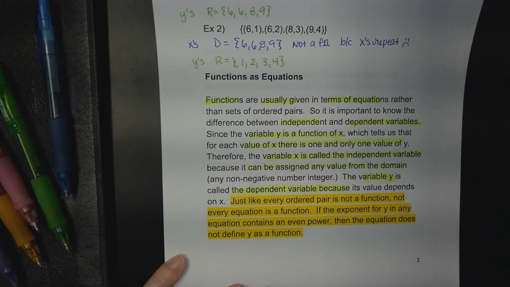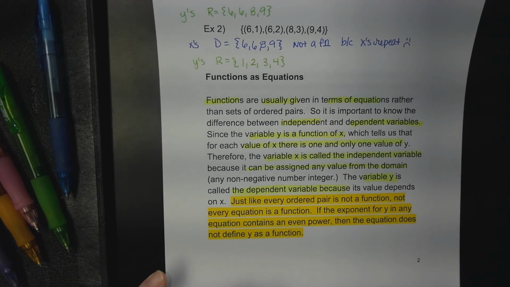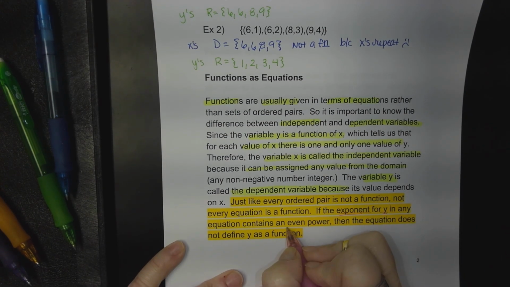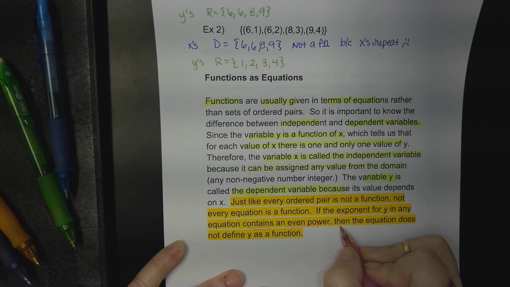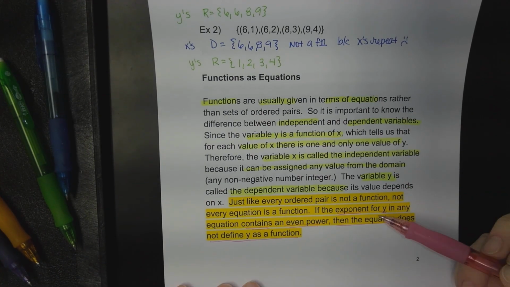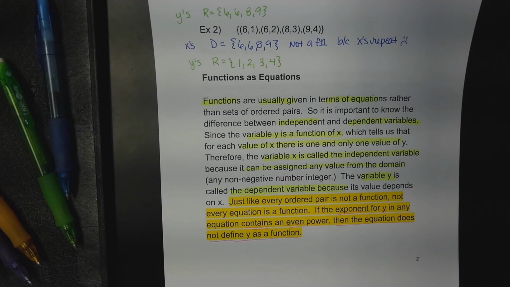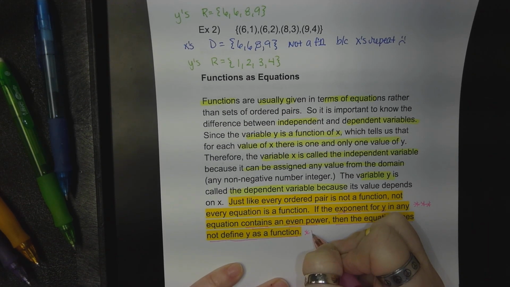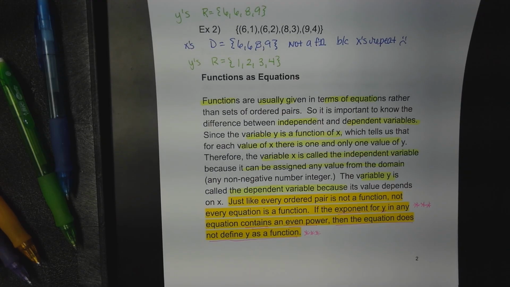Just like every ordered pair is not a function, every equation is not a function, okay? If the exponent for y in any equation contains an even power, this is a great tip. If the exponent for y contains an even power, then the equation does not define a function. So like if it's y squared or y to the fourth, it is not going to be a function. I'm going to put a mark here, which always means to remember, it's important. So this is super duper important. It's a good tip.